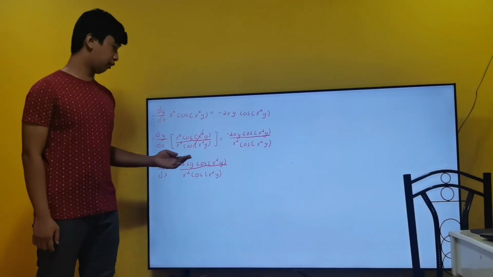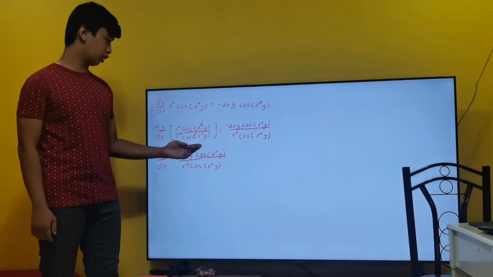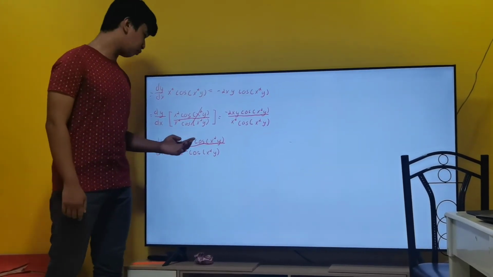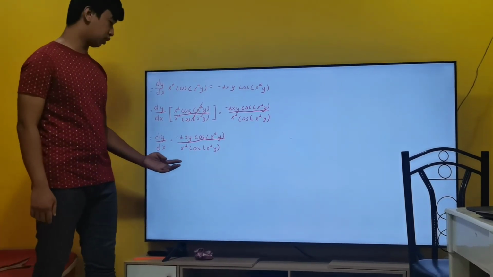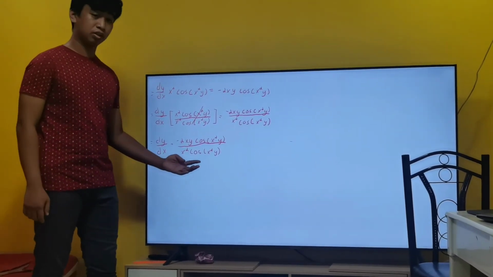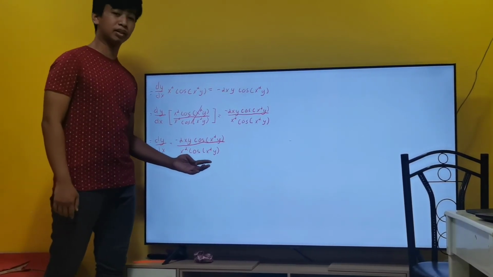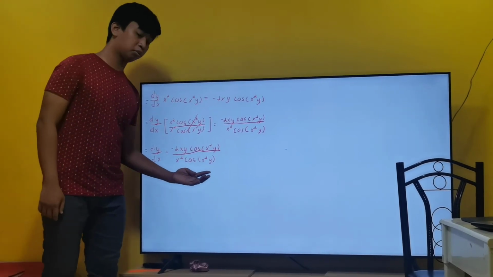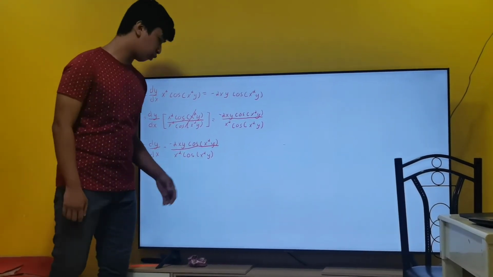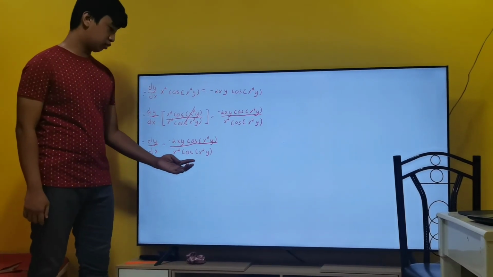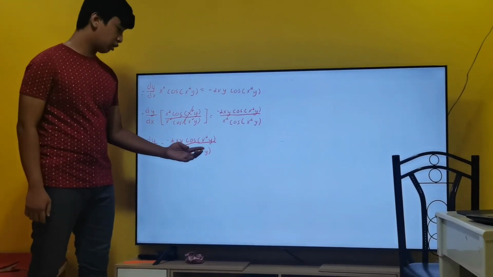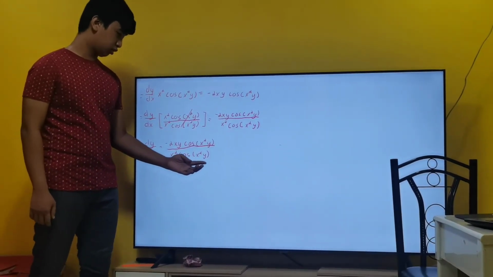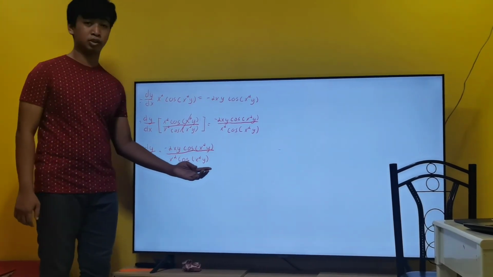Then, now, we can cancel out x squared cos(x squared y) in here. Then the outcome will be dy over dx is equal to negative 2xy cos(x squared y) over x squared cos(x squared y). So, to simplify, we can cancel out x squared y and cos(x squared y) in the denominator.